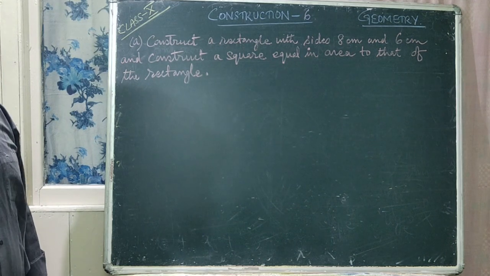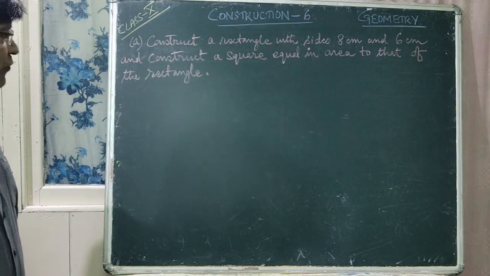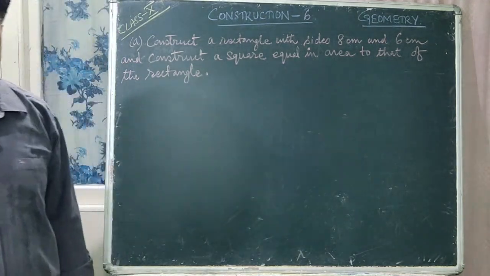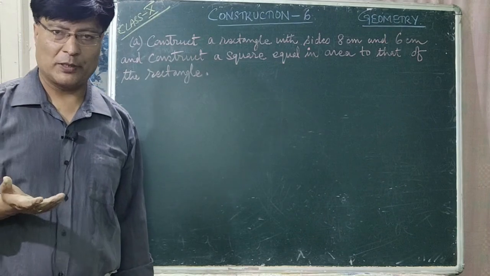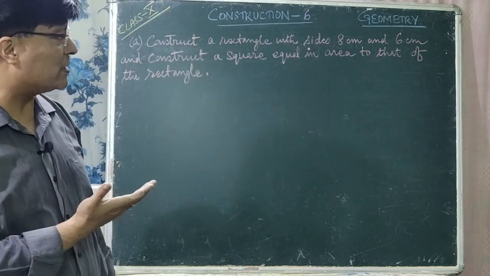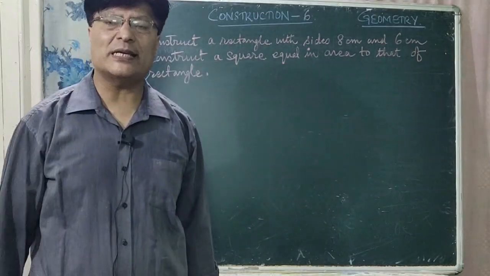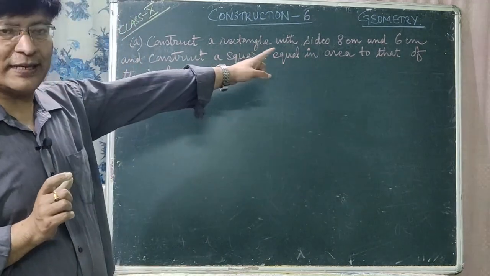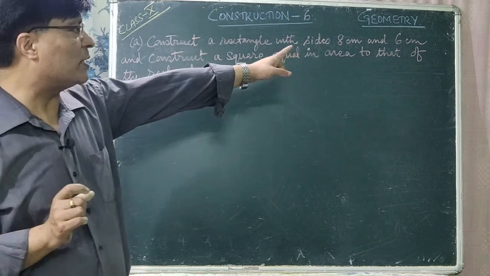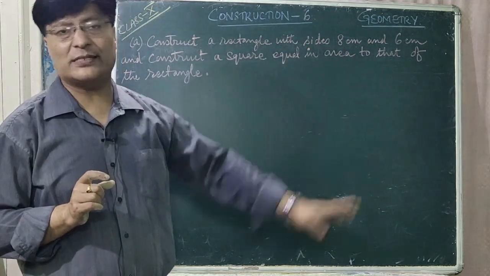8 cm and 6 cm. So first of all you have to draw a rectangle whose sides are 8 cm and 6 cm. So here the length is given as 8 cm and the breadth is given as 6 cm. The longer side we call the length, 8 cm. The shorter side we call the breadth, 6 cm.